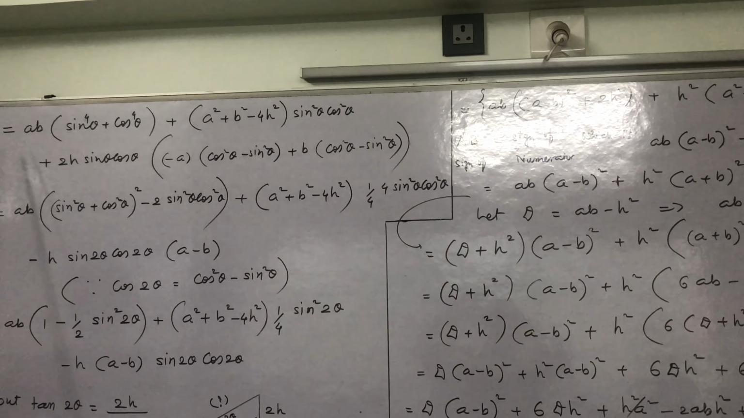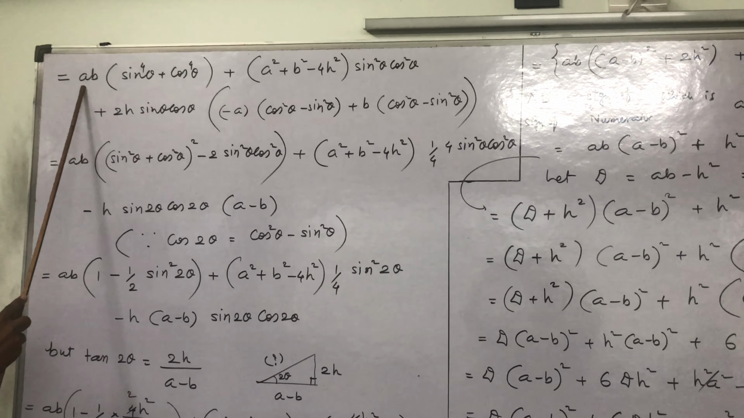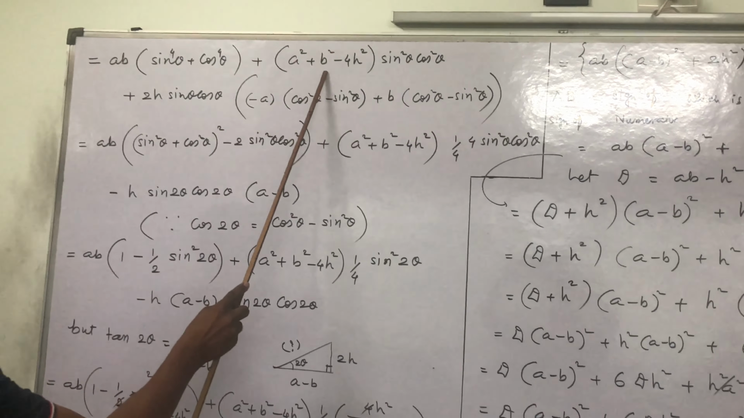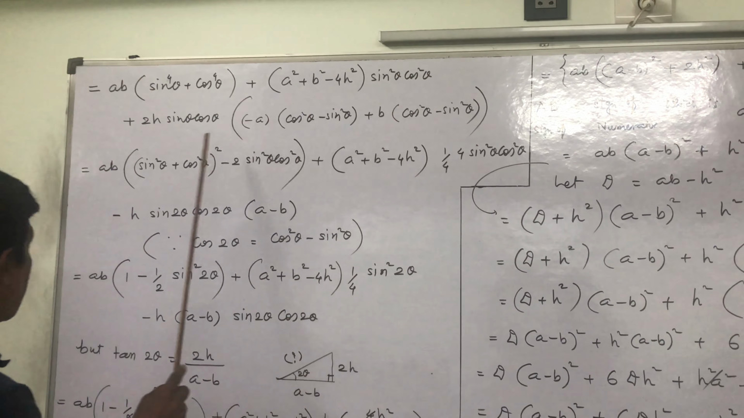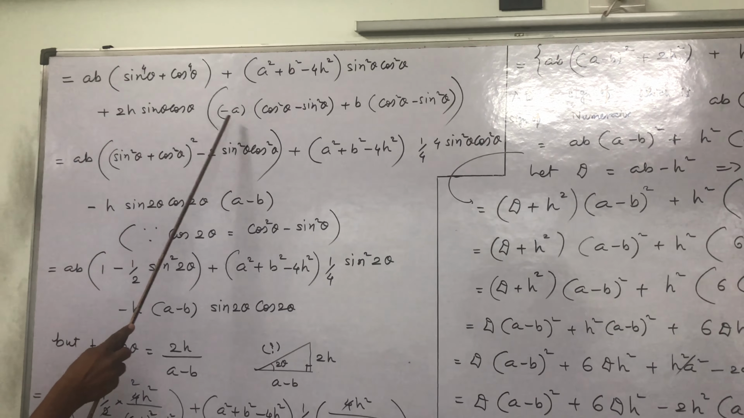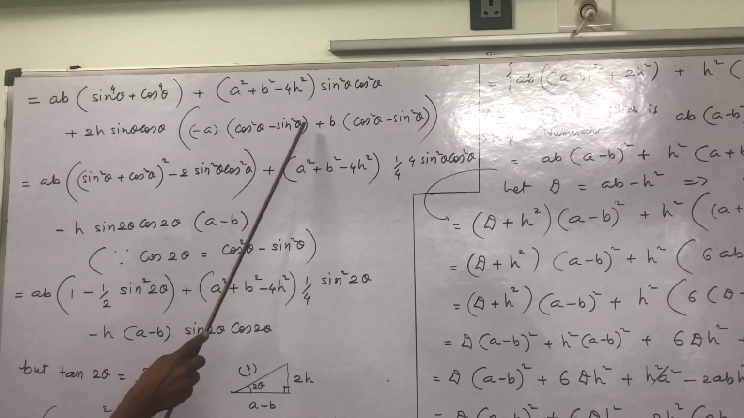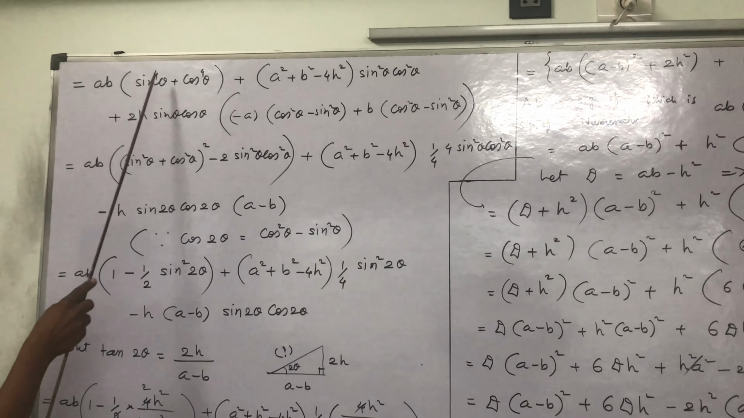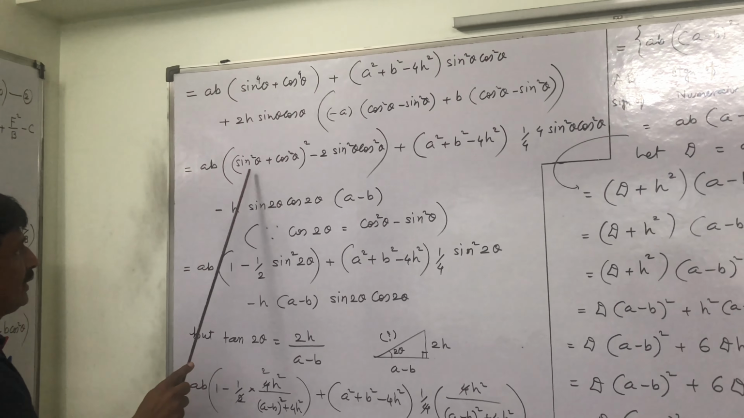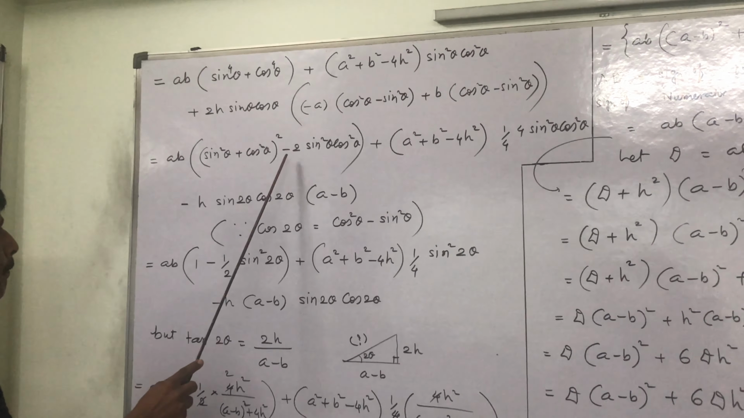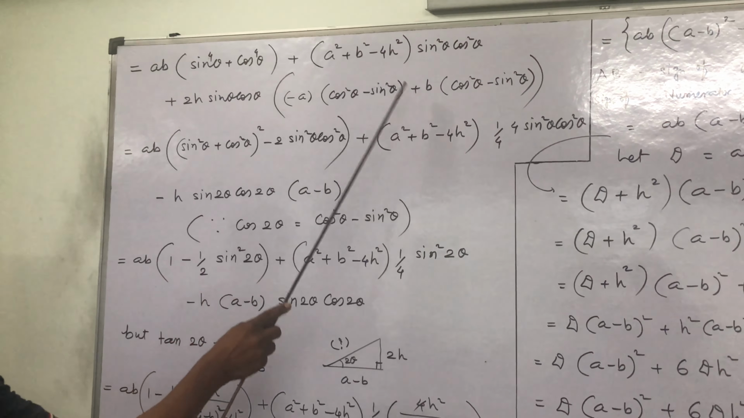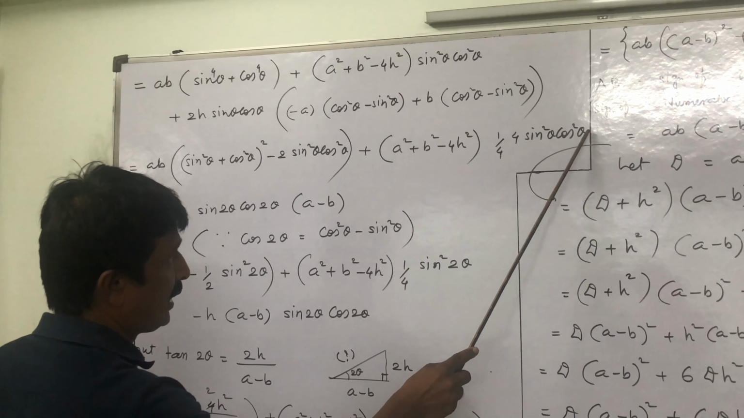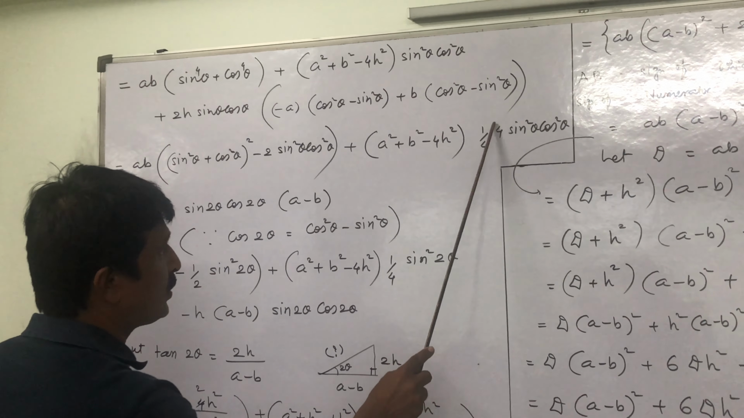Okay. Now readjusting the terms: ab into sin theta raised to 4 plus cos theta raised to 4, plus a square plus b square minus 4h square sin square theta cos square theta, plus 2h sin theta cos theta into minus a into cos square theta minus sin square theta plus b into cos square theta minus sin square theta. So ab into this expression, we can write this way: sin square theta plus cos square theta whole square minus 2 sin square theta cos square theta. This one as it is, and this one we can write as 1 by 4 into 4 sin square theta cos square theta, because this term is sin 2 theta whole square.